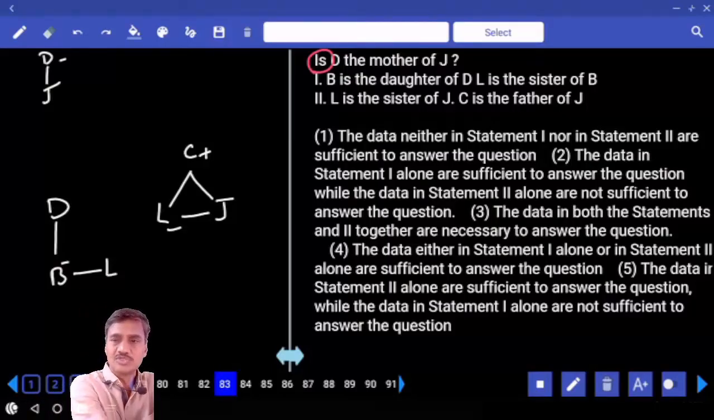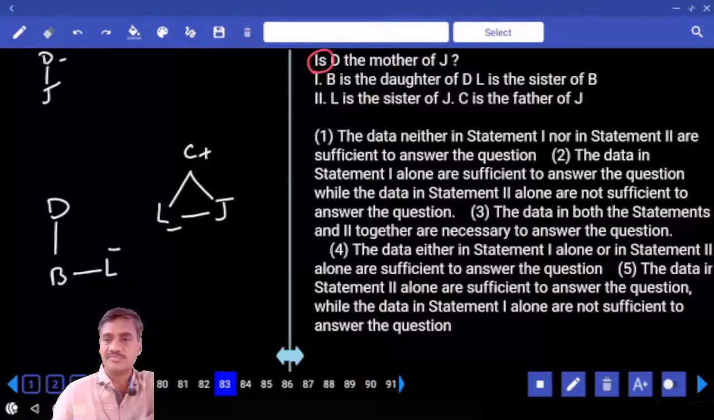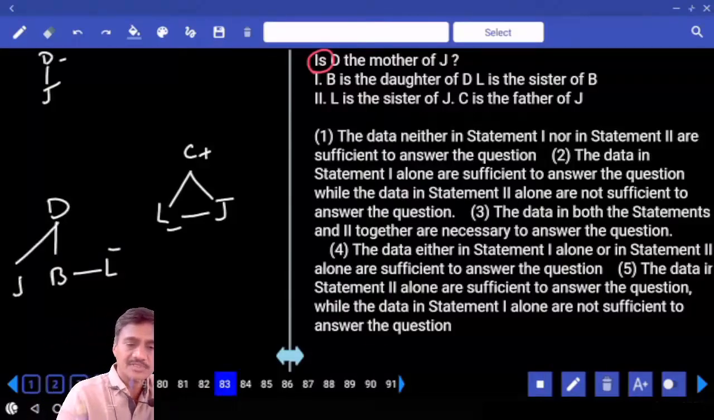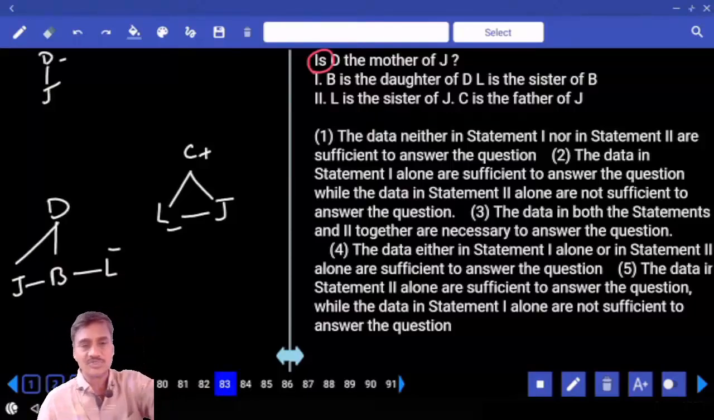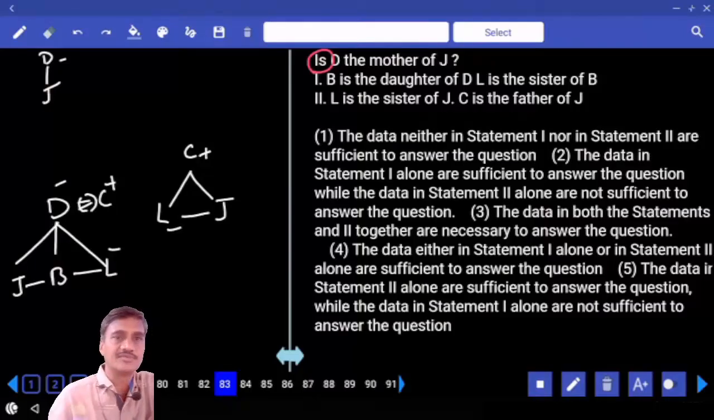Then by combining these two, B is the daughter of D and L is the sister of B. L is the sister of B, and L is the sister of J. That means these 3 persons are siblings to each other. C is the father of J, so D and C are a married couple. C is a male, D is a female.